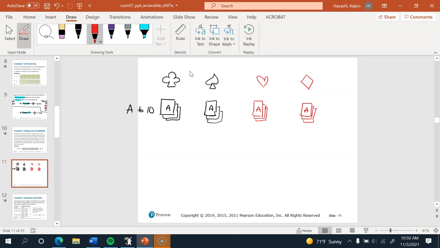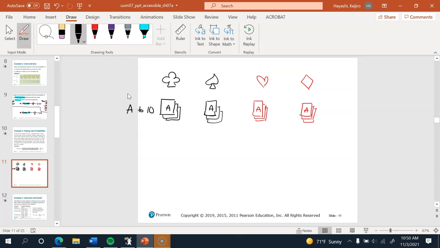So there's an ace of clubs, right? There's an ace of spades, there's an ace of hearts, and an ace of diamonds. So there are actually 4 of every number of card. There are 4 aces, 4 twos, 4 threes, 4 fours, all the way up until there are 4 tens. So there's actually 40 of the cards right here.